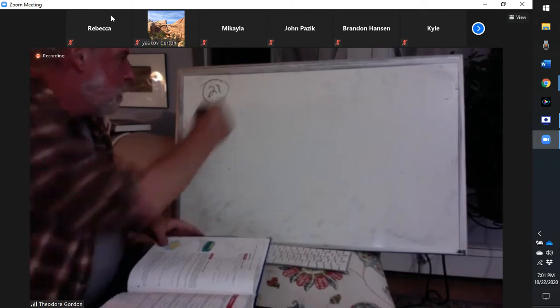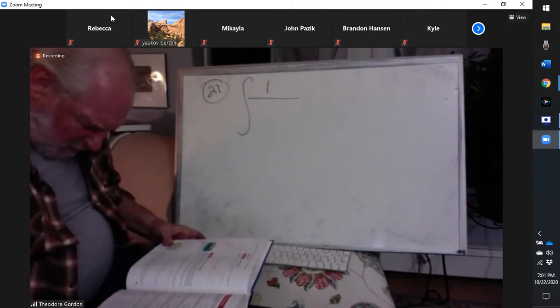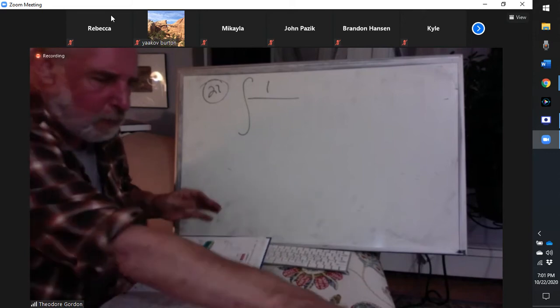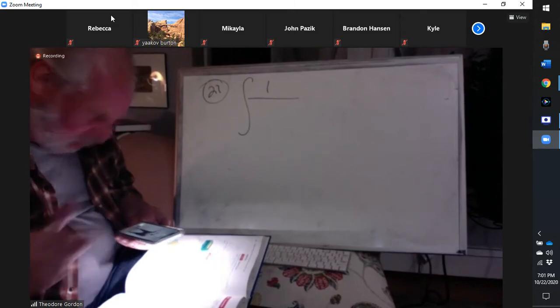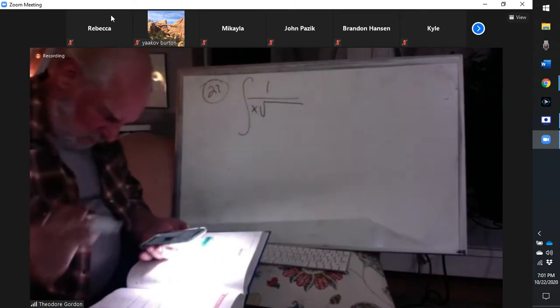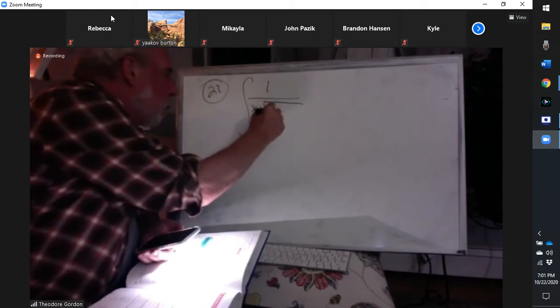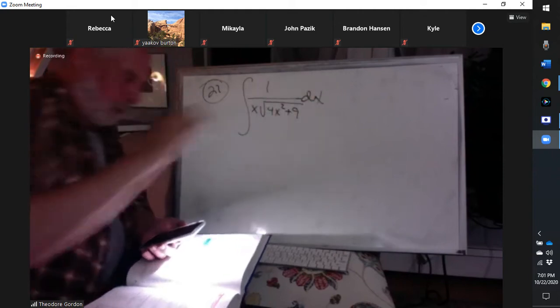Okay, number 27, integral 1 over x square root of 4x squared plus 9 dx. There we go. We really got to invest in some more lights in here.